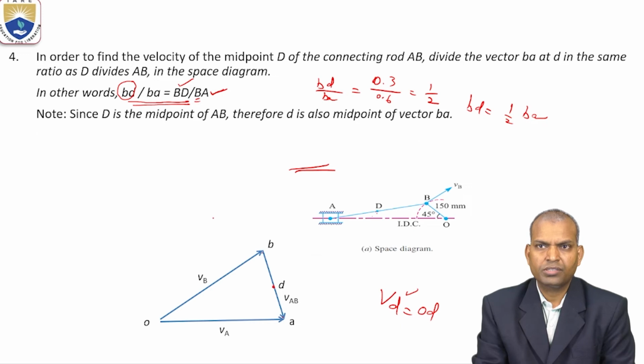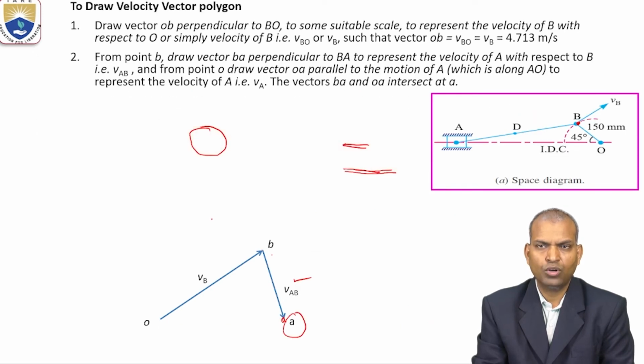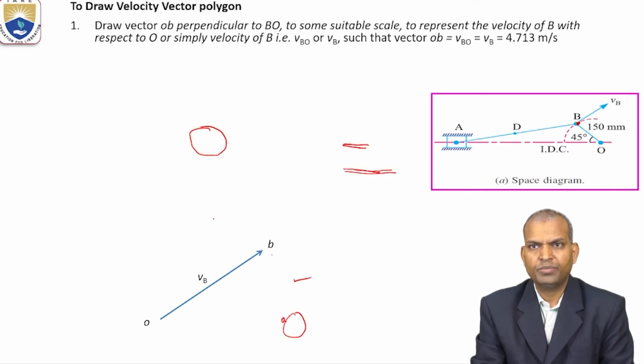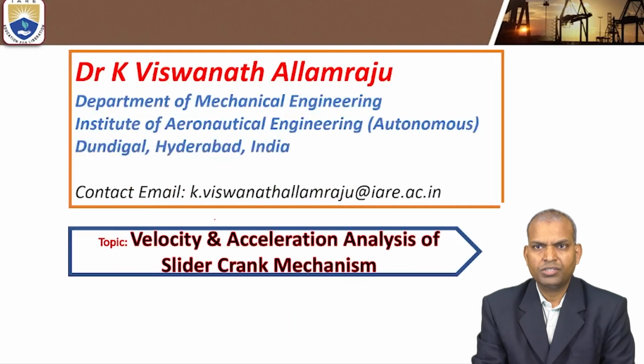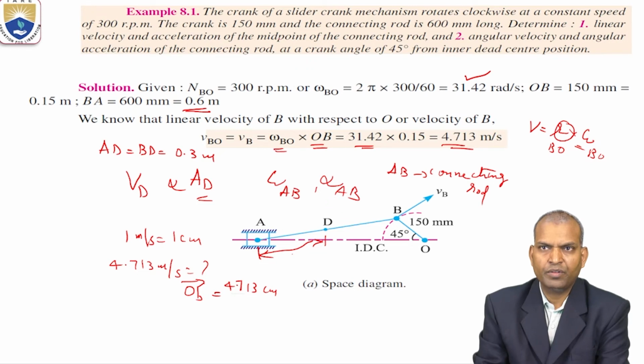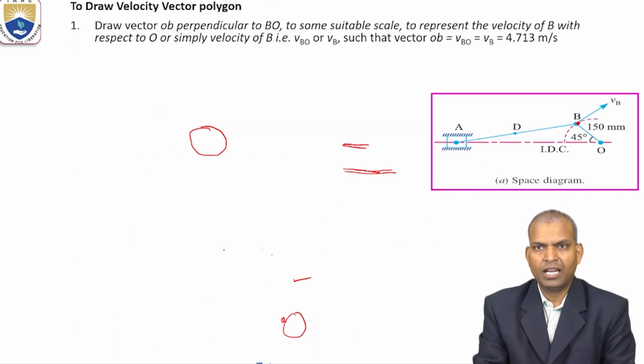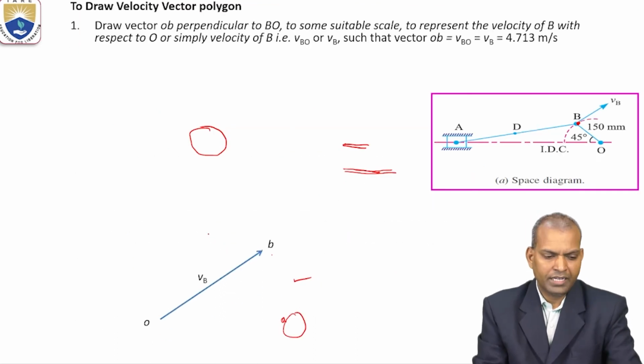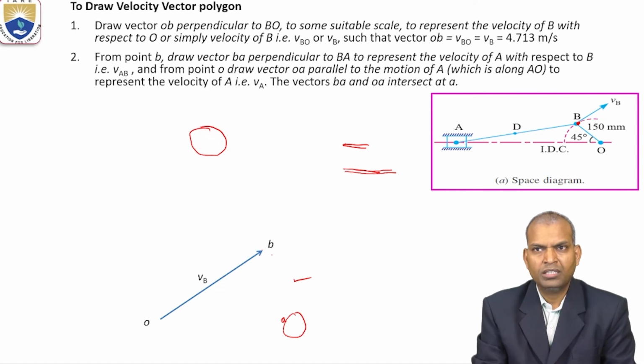There are two objectives, and we should not miss them. The objectives are: the acceleration of the midpoint of the connecting rod, and also the angular acceleration of the connecting rod.